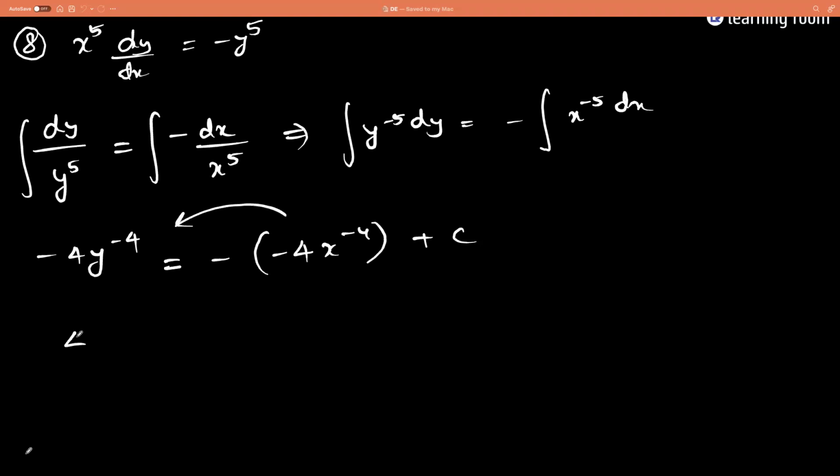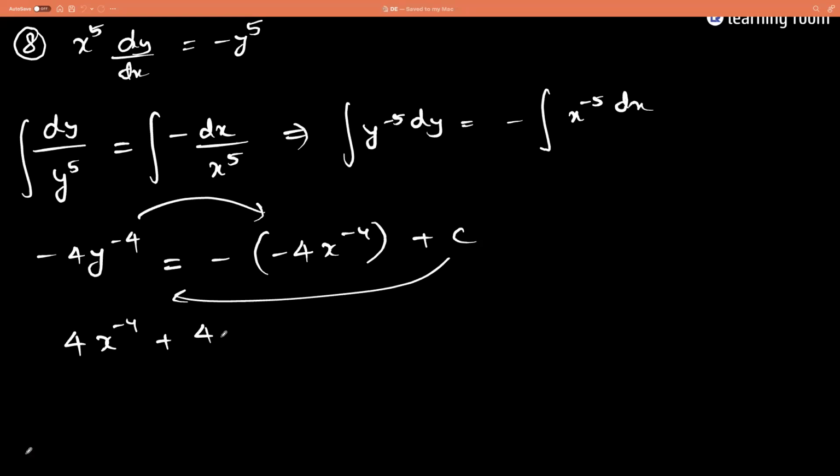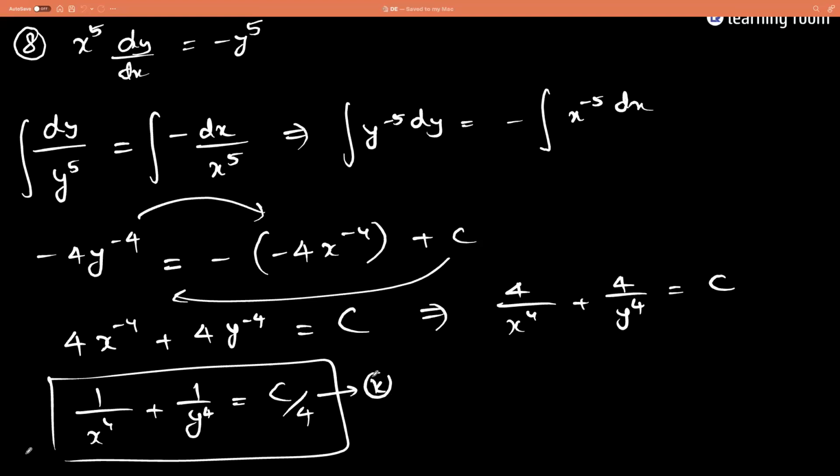So taking this to the left hand side, or I will take this to the right hand side and c to the left hand side, then you will have 4x power minus 4 plus 4y to the power of minus 4 is equal to some constant capital C. Which implies 1 by x power 4 plus 1 by y power 4, or 4 by x power 4 plus 4 by y power 4 is equal to capital C, or 1 by x power 4 plus 1 by y power 4 is equal to capital C by 4. This capital C by 4, you can call it as some k also.